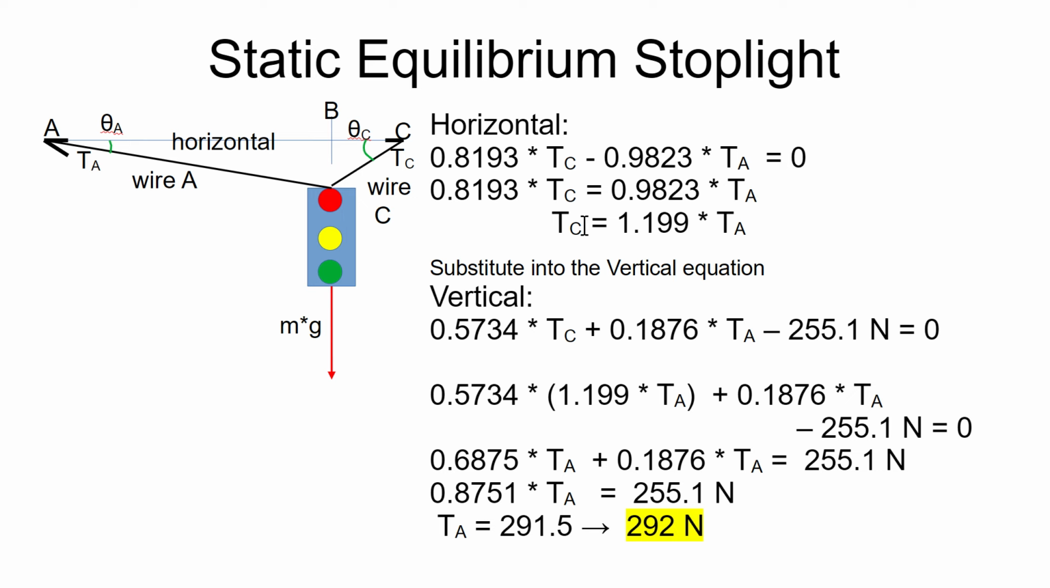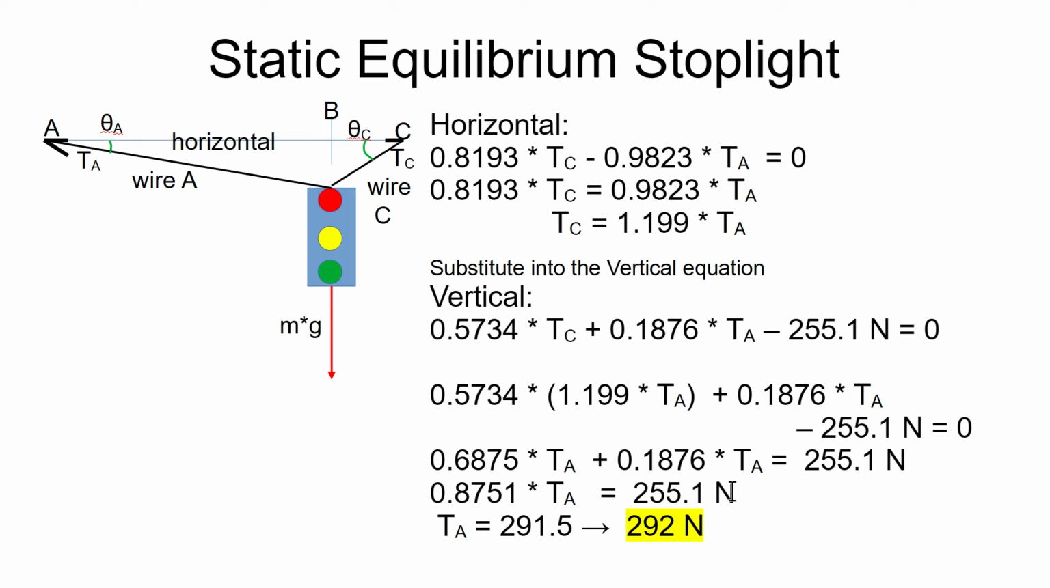I'm going to substitute that into the vertical equation. I just copied from the previous slide the vertical equation, and now when T sub c appears, I'm going to replace it with 1.199 times T sub a. I can multiply here and I get 0.6875 times T sub a for this term. I have 0.1876 T sub a on this term, and we still have the minus 255.1. But I have like terms here. I have the same variable to the same power. So T sub a and a T sub a. I can add these two coefficients, and I get 0.8751 times T sub a is 255.1 newtons.